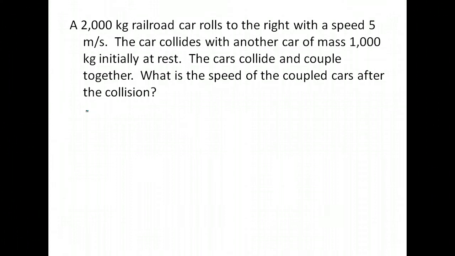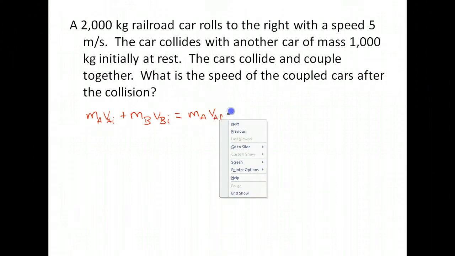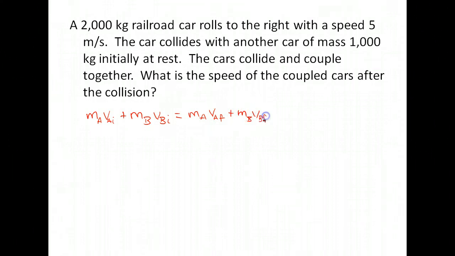Well, coupling means that they're sticking together, that they are basically one object. So when we do our conservation of momentum equation, object A and its velocity initially, and then object B and its velocity initially. Okay, so when we do this, there we've got that equation.